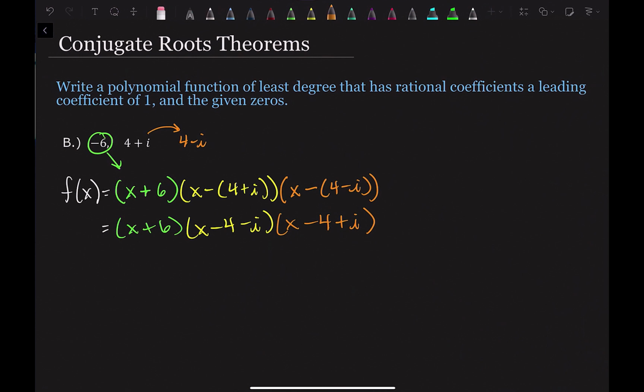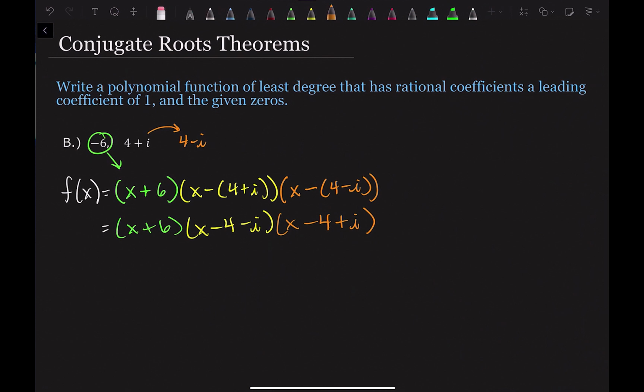And just like before, you are allowed to multiply green by orange or green by yellow. The way that we are going to make sure that we don't have tons and tons of terms and that our i's disappear quickly is to multiply the two parentheses involving those complex conjugates. So I'm going to multiply yellow and orange together.